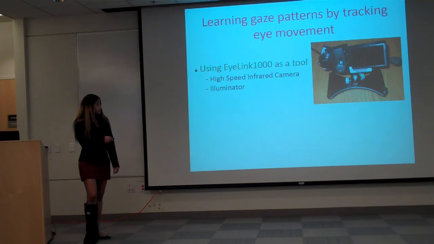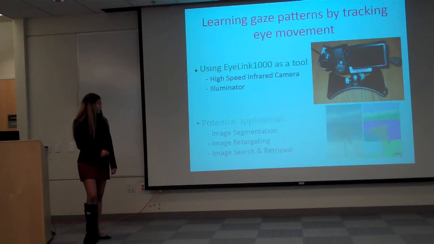And our camera, this is a little close-up of it. There's the camera right here. It's an infrared high-speed camera. And then there's an illuminator right here so that the camera would be able to pick up the eyes.